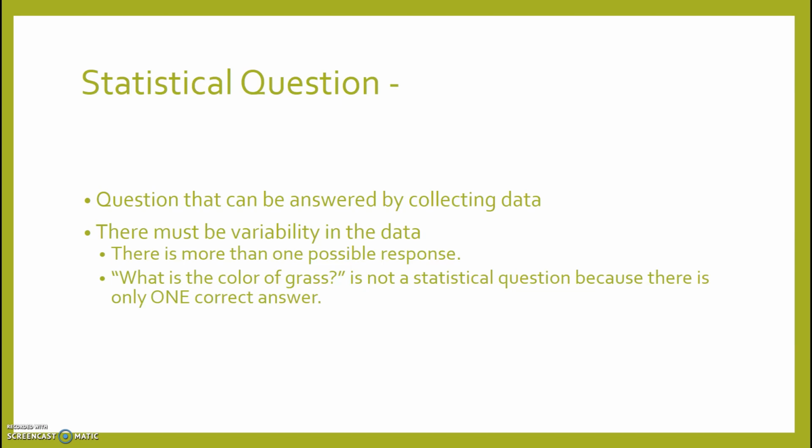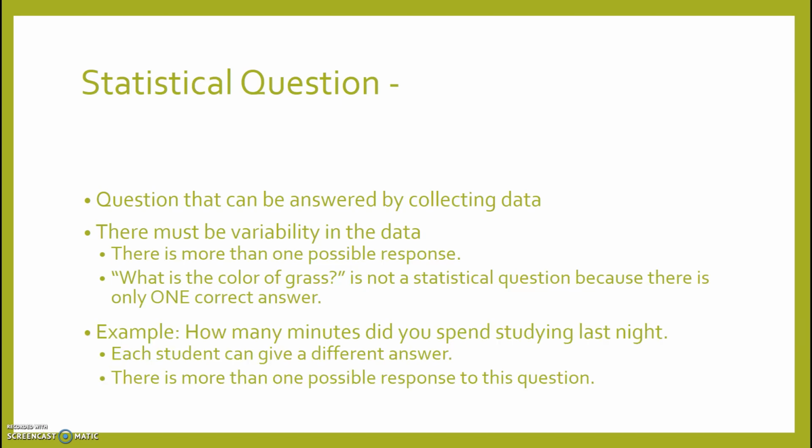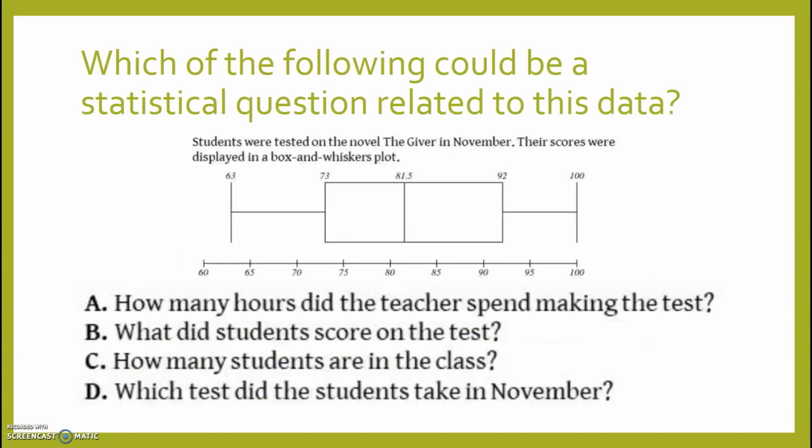So what would a statistical question look like? Well, a good example might be, how many minutes did you spend studying last night? Because each student can give a different answer. There is more than one possible answer that can be given to this question. And it's not wrong that everyone's giving a different answer. Some people might not have had as much time to study the night before. Some people maybe didn't need to study as much the night before, or some people maybe needed to study more. So the answers can vary based on the individual.